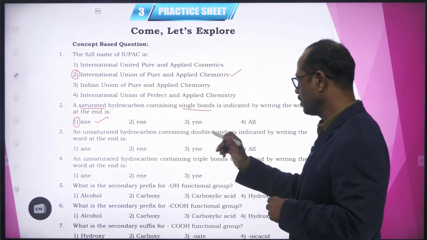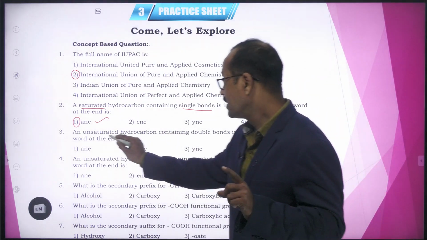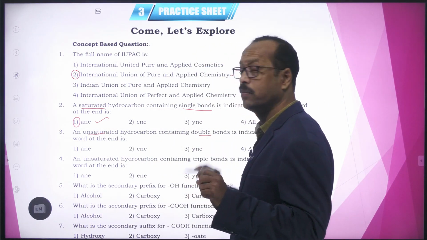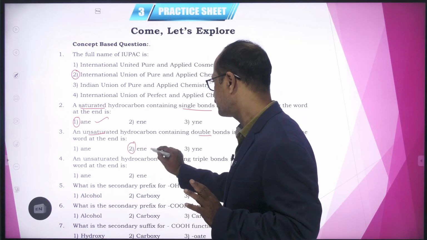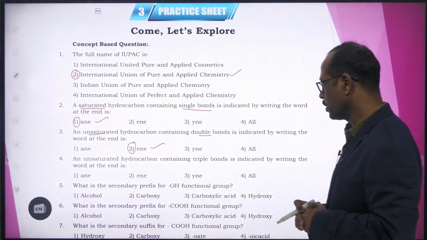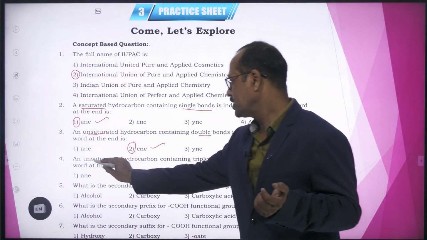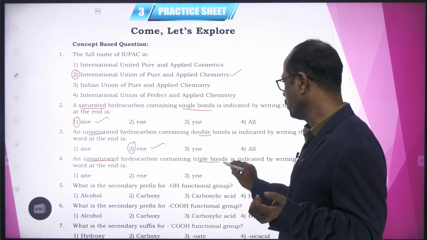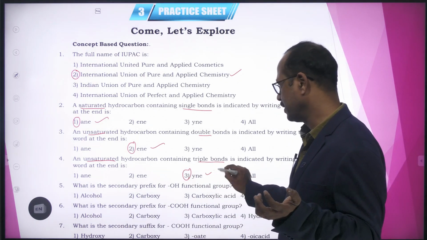An unsaturated hydrocarbon containing double bond is indicated by writing the word at the end. Unsaturated, double bond. Double bond is what? Ene. So the option is 2. An unsaturated hydrocarbon containing triple bond. Given unsaturated and given a triple bond, so that's called ine. So the option is ine.